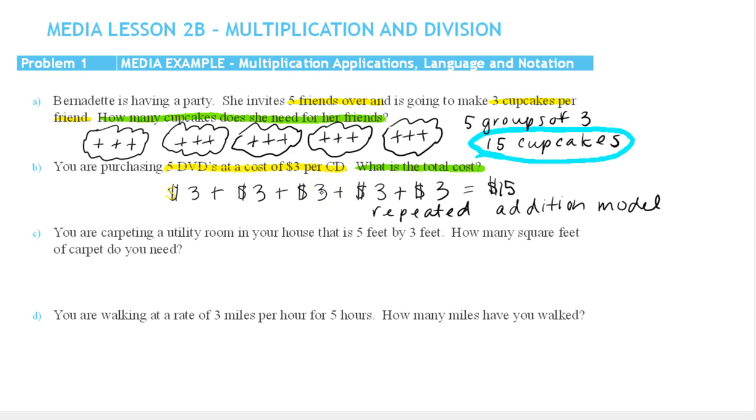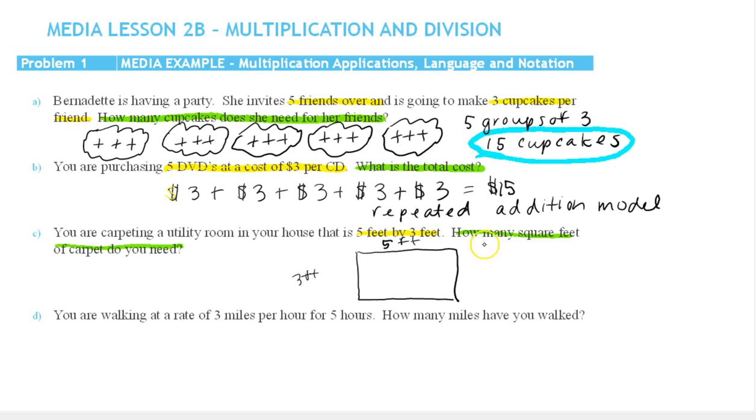Let's look at the next one. You are carpeting a utility room in your house that is 5 feet by 3 feet. And we are asked, how many square feet of carpet do you need? So let's draw a picture of this. I'm going to draw a rectangle. And I'm going to say this side is 3 feet, and this side is 5 feet.